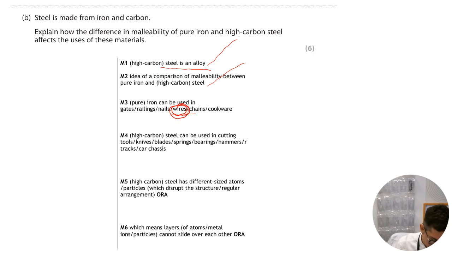Steel can be used in, I said building materials, which isn't on there, but that definitely would. But yeah, anything you want hard, like knives is quite a good idea, or tools, because you want it to be very hard. But yeah, I think we would have got that mark and that mark. Steel has different sized atoms. We said that, which means the layers cannot slide. We said that. So yeah, that would have been 6.